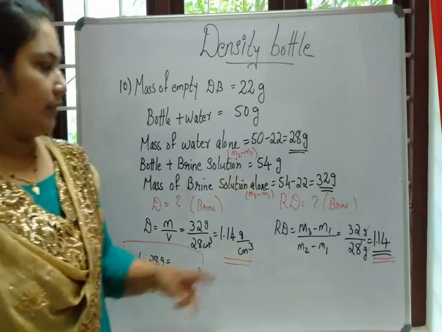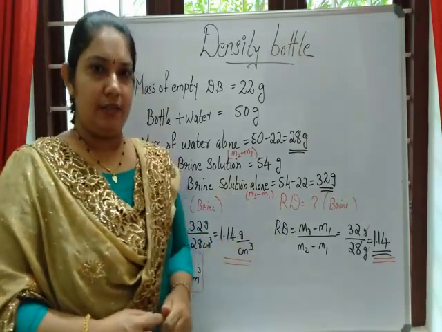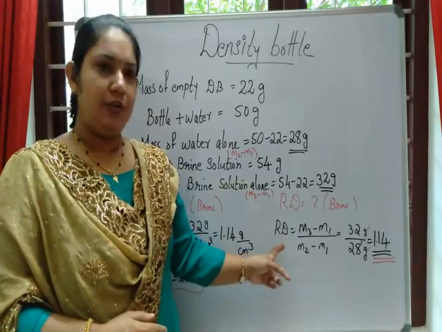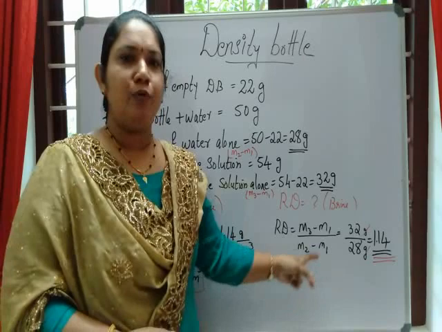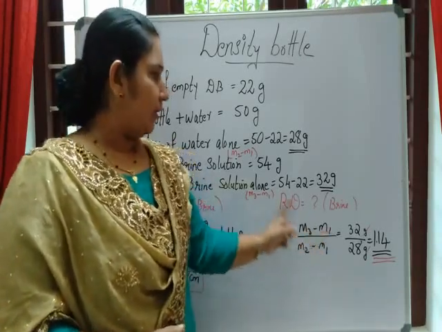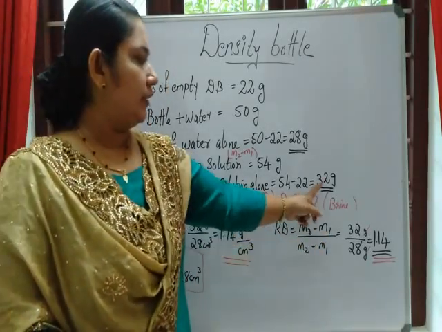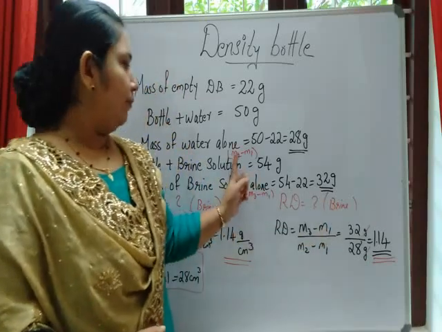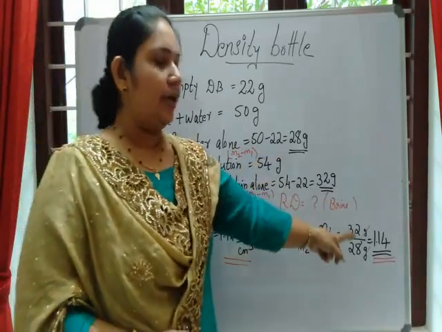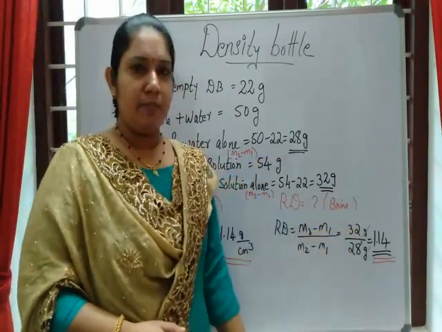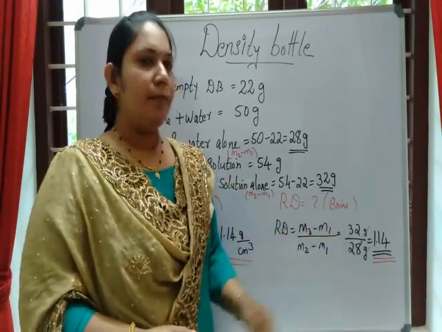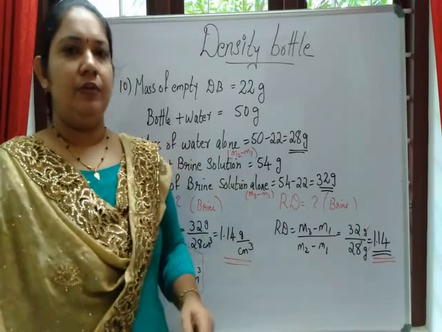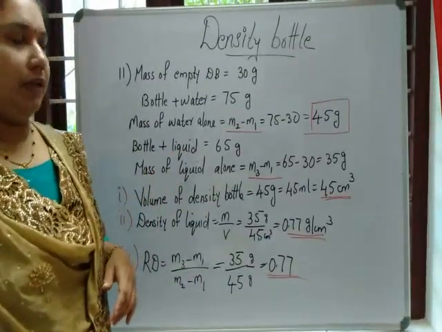Second sub question is to find the relative density. We have the formula for relative density for a given liquid, M3 minus M1 by M2 minus M1. So M3 minus M1 is 32 gram and M2 minus M1 is 28 gram. Both gram and gram cancel. So 32 by 28, again we got 1.14.